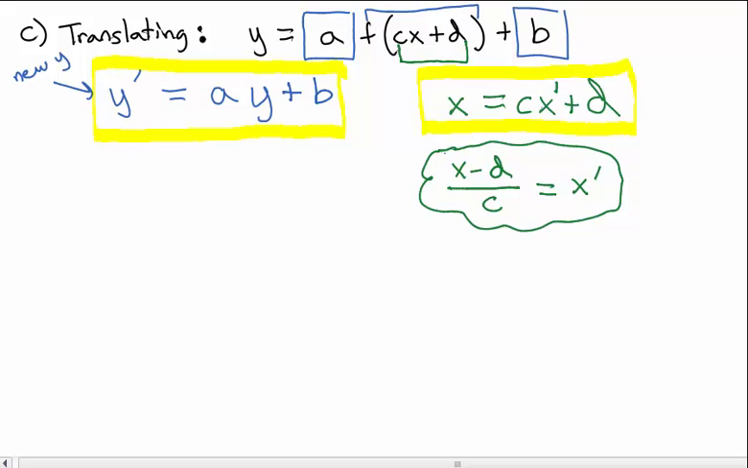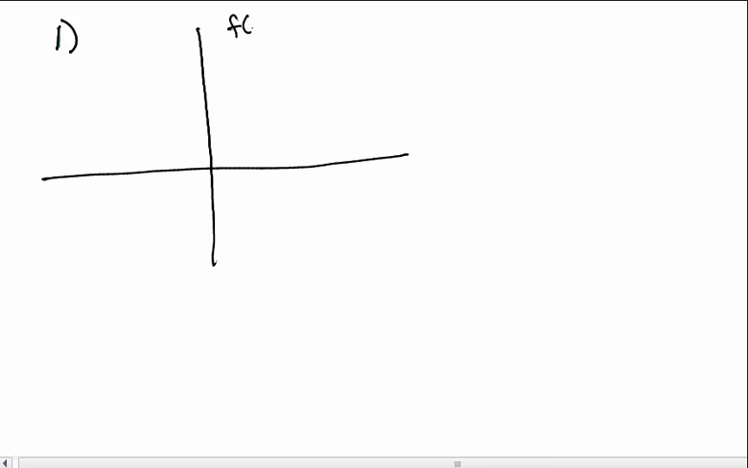Okay, that's about 15 minutes of theory. What's it look like when we're actually trying to make a graph? Let's look at a real graph. Let's say this is the graph of the function f of x.